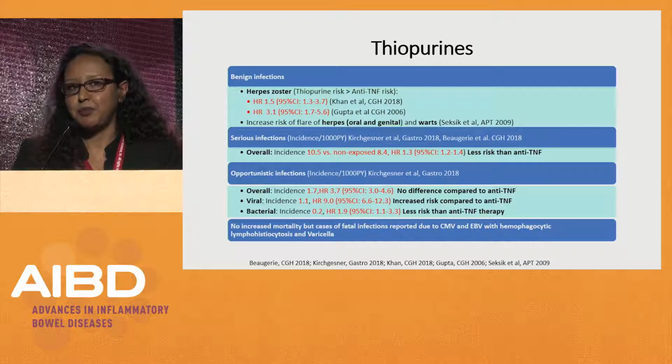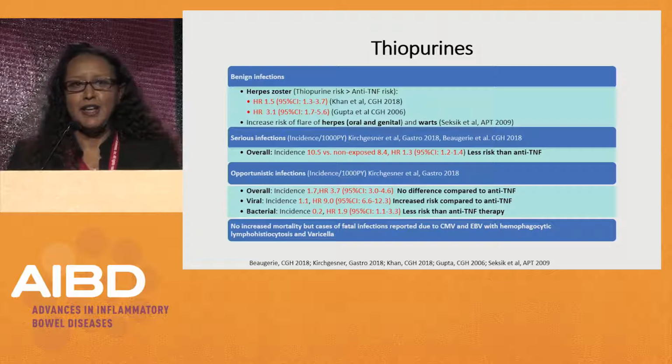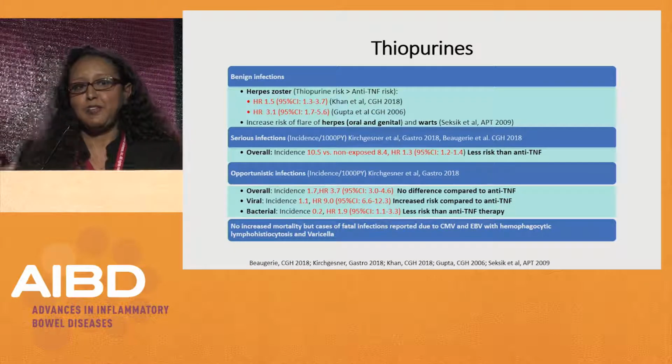And thiopurines include azathioprine and 6-mercaptopurine. And really the theme with thiopurines, in one sense, is really the risk for herpes zoster, whether it's benign, serious, or opportunistic. And other infections that are also increased include herpes flare-ups, as well as the increased number of warts based on an outpatient study.